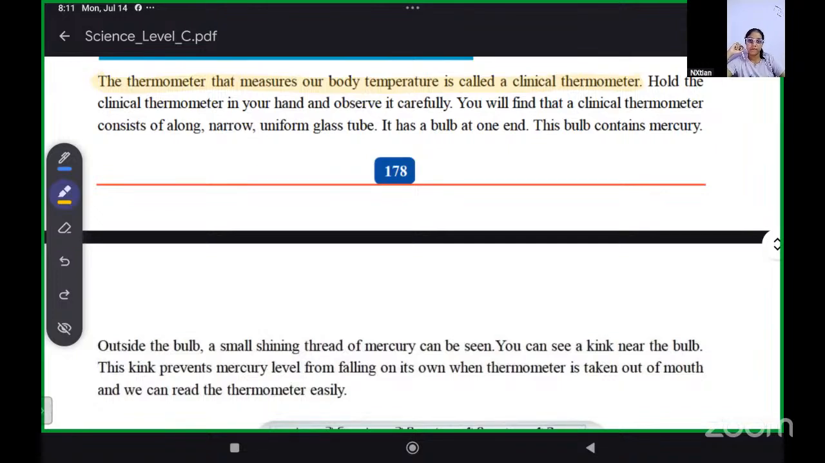Ma'am, when I saw them, my mother said not to touch them because they were pure glass. Yes, they are pure glass. And laboratory thermometers are a very long tube. The person can take the thermometer out. Yes, that's right.